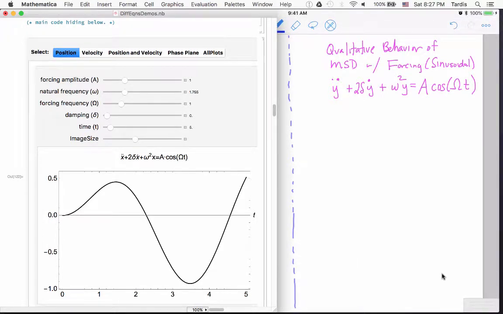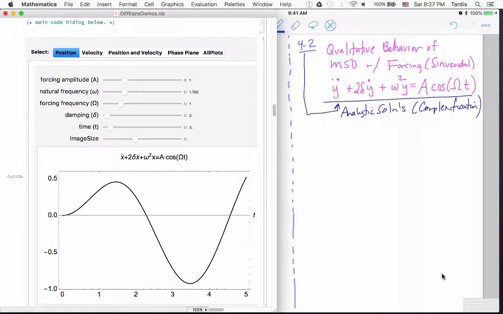In section 4.2, we looked at analytic solutions to the mass spring damper system. We looked at analytic solutions, which required us to use the complexification method. So we have a good idea of what some of our solutions can come out to look like.